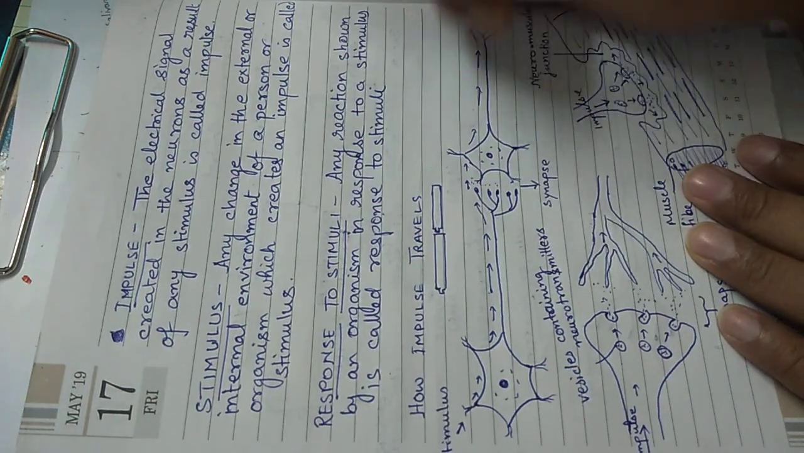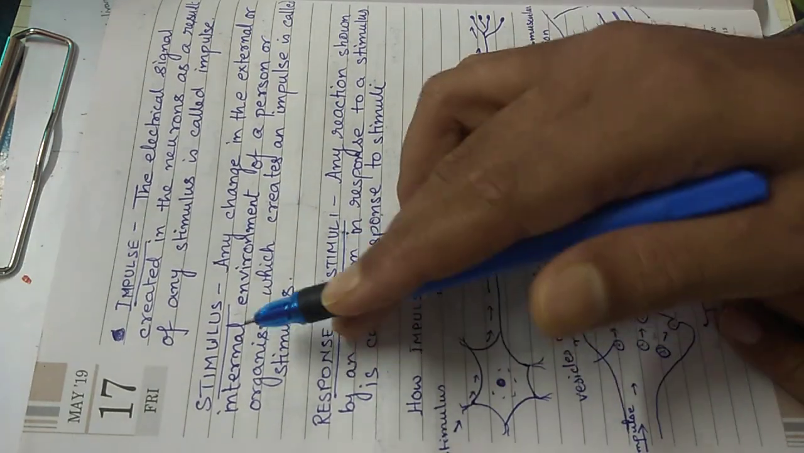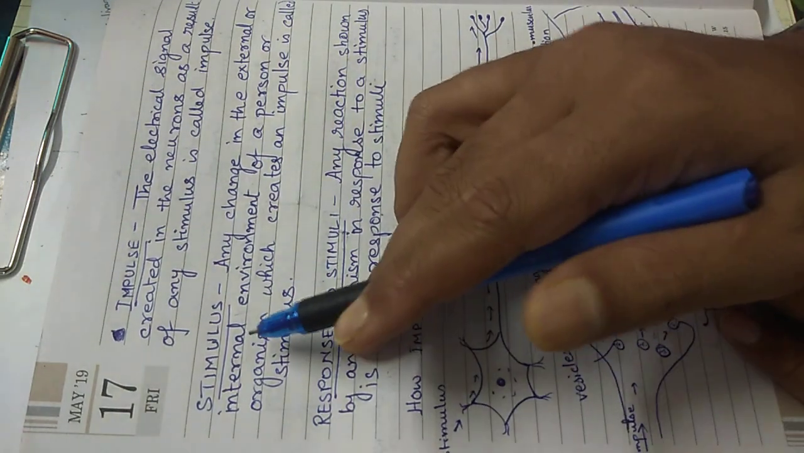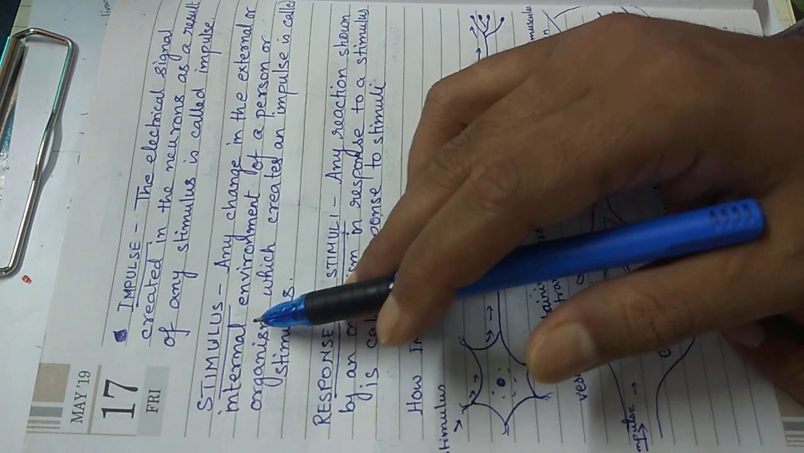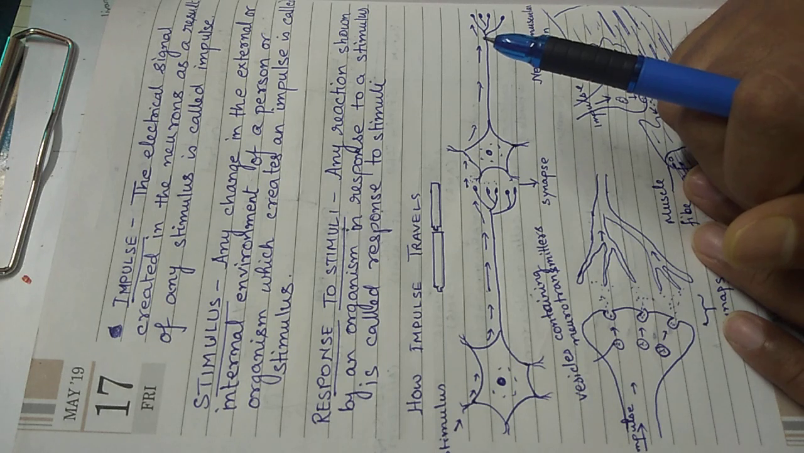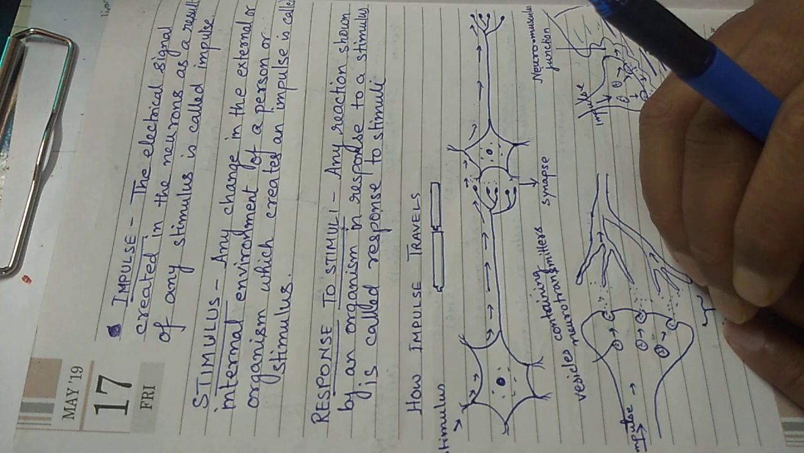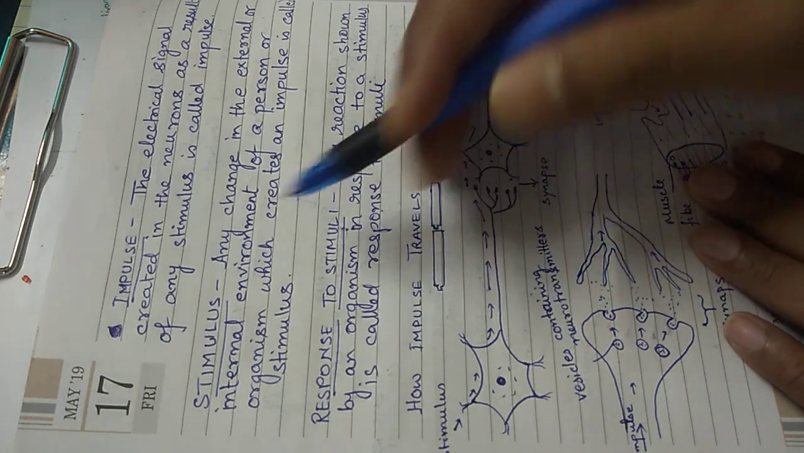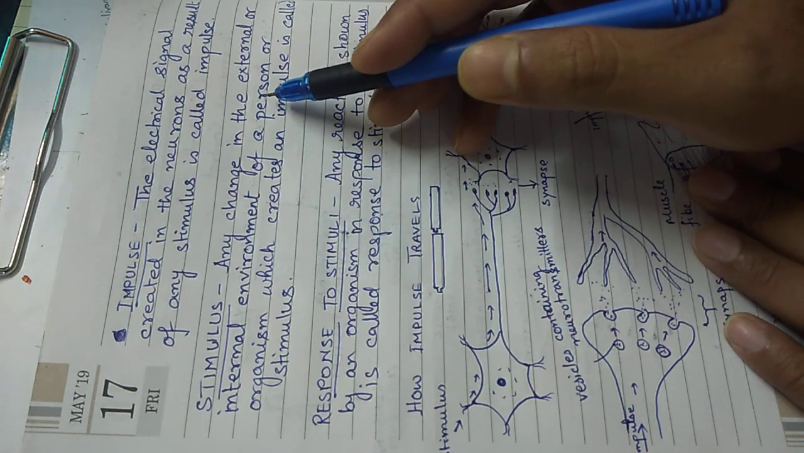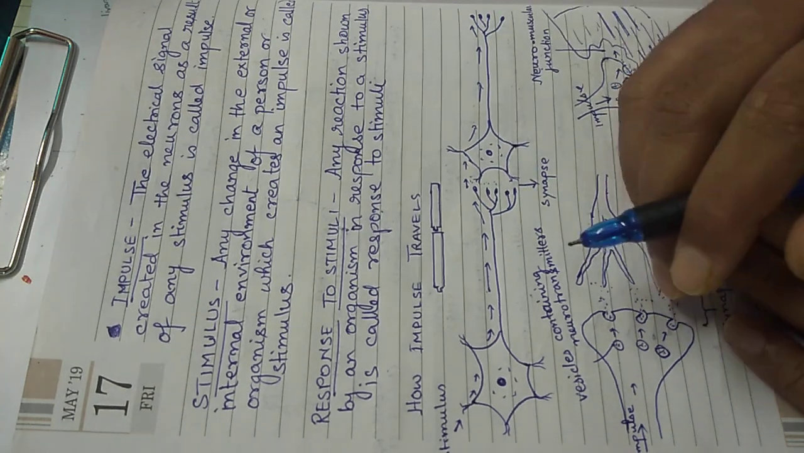So any kind of signal which is flowing through the neurons is called an impulse. It can be a sensory impulse, it can be a motor impulse; different types of impulses are there. Next is stimulus. Suppose you touch a hot object, you will withdraw your hand. When you see your favorite food, your tongue starts salivating. So whenever there is any change in the external or internal environment of a person, in response to that change, an impulse gets created.